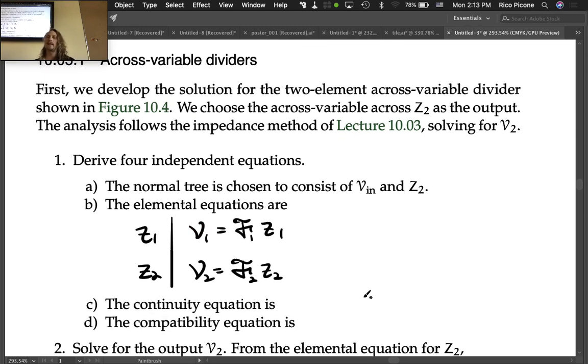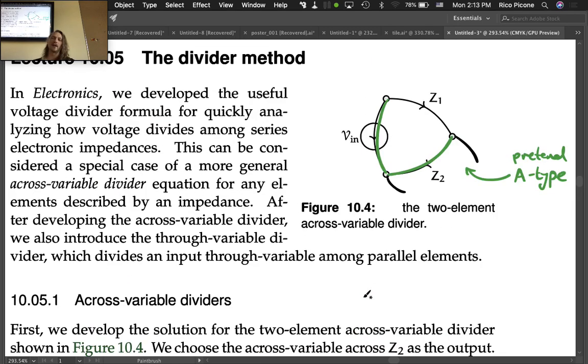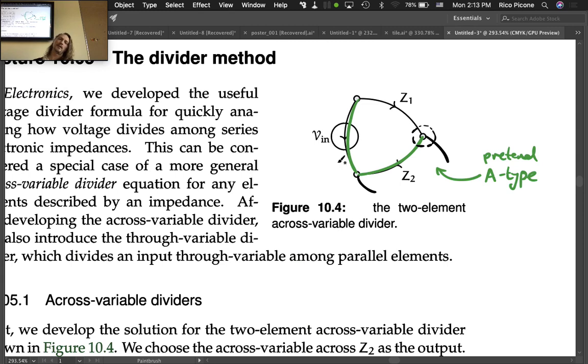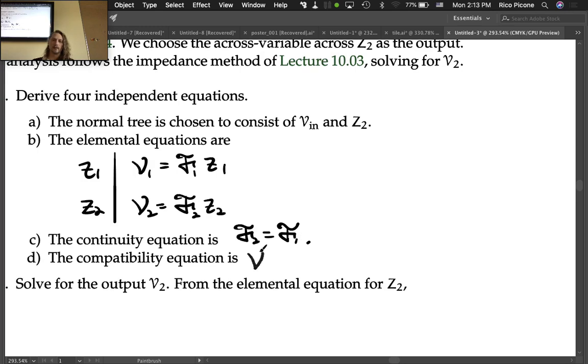The continuity equation, and this is the part where the normal tree comes in at all. We really didn't need it. We could just write multiple continuity equations. There would just be some redundancy to them, so we would get extra equations and extra unknowns that we could all solve for. So our continuity equation would be that F2 equals F1. And the compatibility equation is what you get if you put this Z1 element into the loop. So we see that V1 equals Vin minus V2.